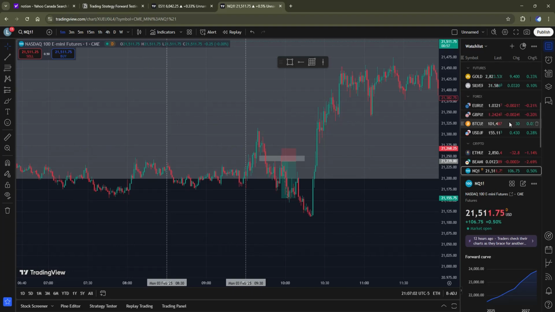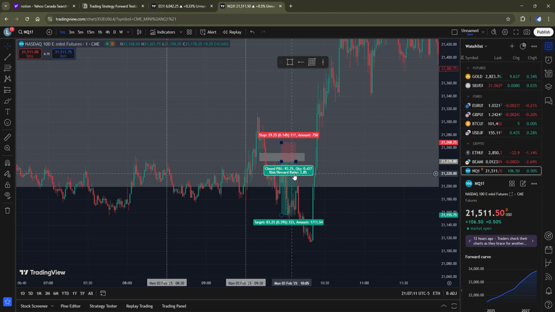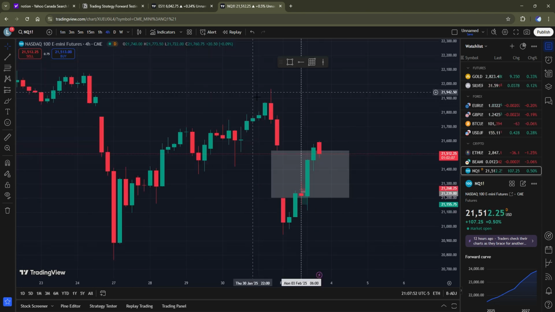Okay guys, so this is the trade that I took today on Nasdaq E-mini futures. It was a 1 to 2.85, so let's get into it. So we got the news on the tariffs, and like I said in my last video, if you didn't see it, you should go watch that. And this is what happened over the weekend.